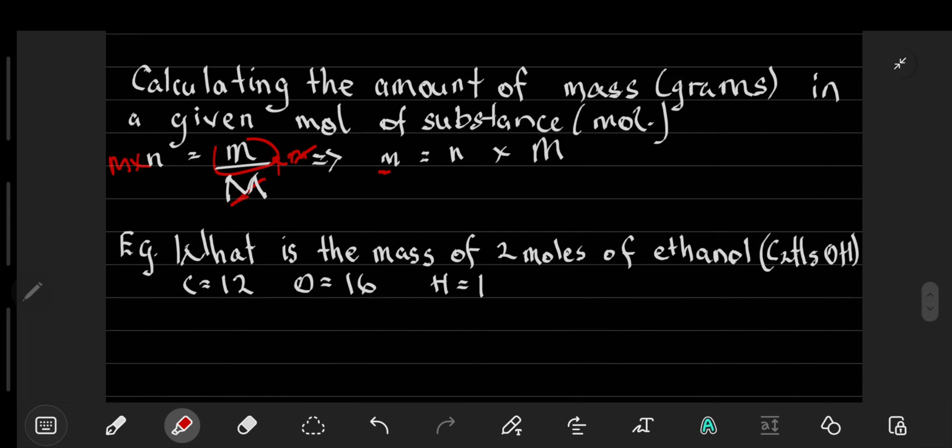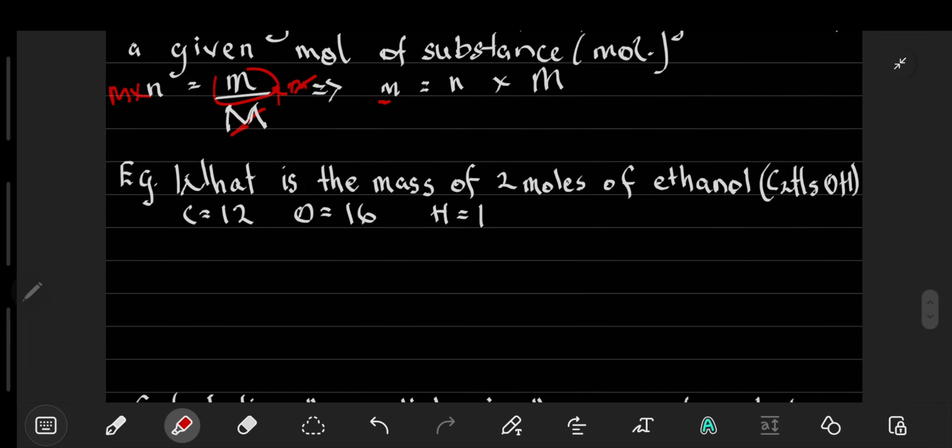But let's keep in mind that sometimes it is not given straight away, so we'll have to work around it. So what is the mass of 12 moles of ethanol? We are supposed to find the mass of how many moles? 12 moles of ethanol. This is the formula for ethanol. Now we need to find the formula mass or the molar mass for ethanol.